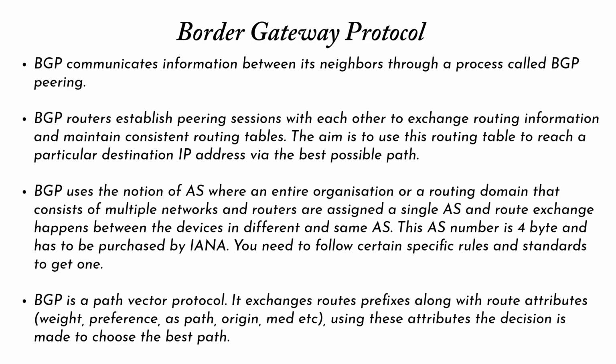So each AS zone it goes through, each autonomous system it goes through, it will prepend its AS number onto it and send it out. So the shorter the sequence, the better path it is.